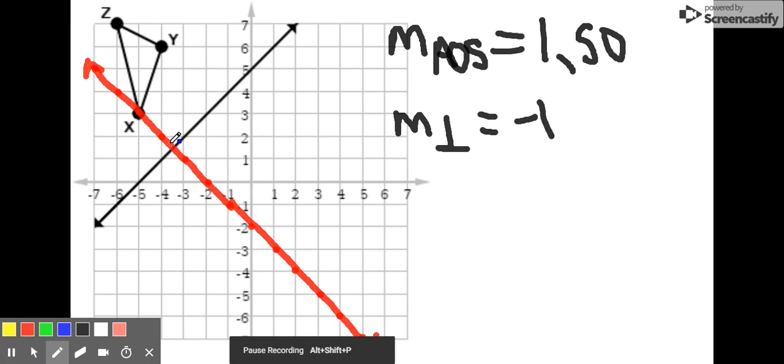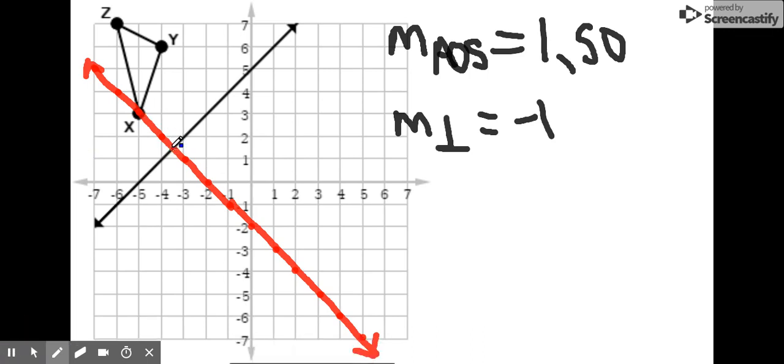So right now we know that there's a point of intersection from that red line and the axis of symmetry at (-3.5, 1.5). So we want to make sure that the axis of symmetry also bisects the line segment joining the pre-image and image points. So we just have to find the distance. It looks like we went down 1.5 over 1.5. So we want to do the same thing, down 1.5 over 1.5. And so X prime is going to be located at (-2, 0).